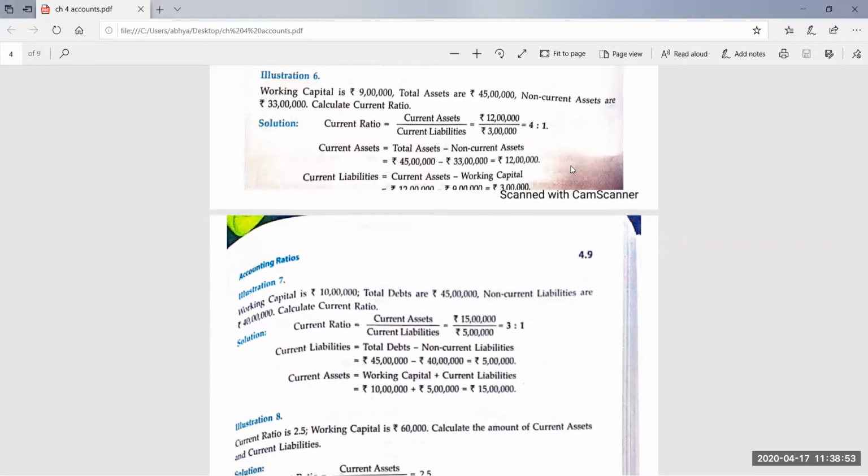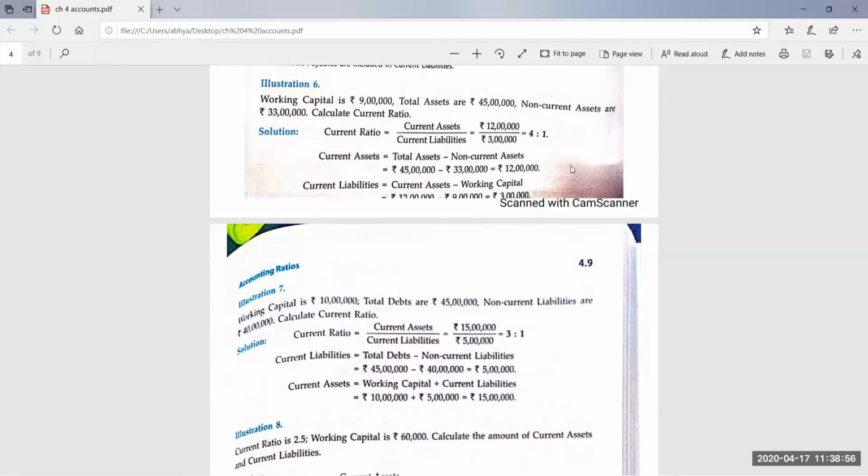Now try to solve example number 8, not 7. This type of question you have done. So example number 8, current ratio is 2.5. Let me make one thing clear here: current ratio 2.5 means current assets are 2.5 times of current liabilities. So assume current liability X and current assets will become 2.5x, and put the values in the working capital formula, that is current assets minus current liabilities. You will be able to find out the value of X.